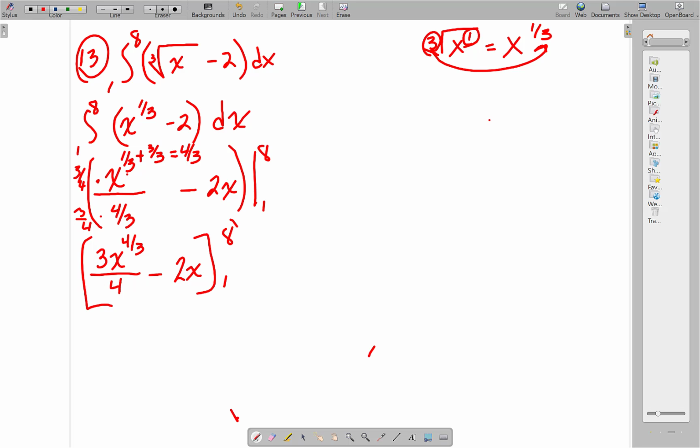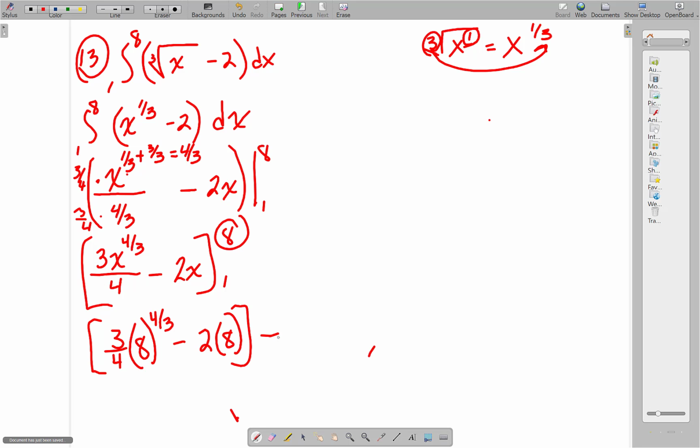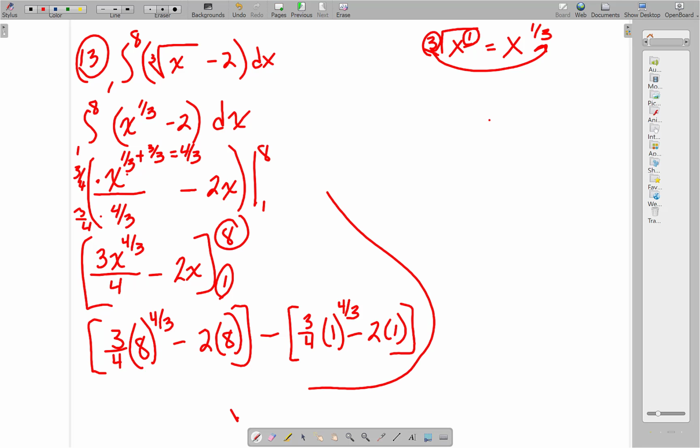Okay, let's start with the high value, 8. We have 3/4 times 8 to the 4/3 minus 2 times 8, minus, now substitute the 1 in. We would have 3/4 times 1 to the 4/3, and we're substituting back up into these values wherever there's an x. Minus 2 times 1.